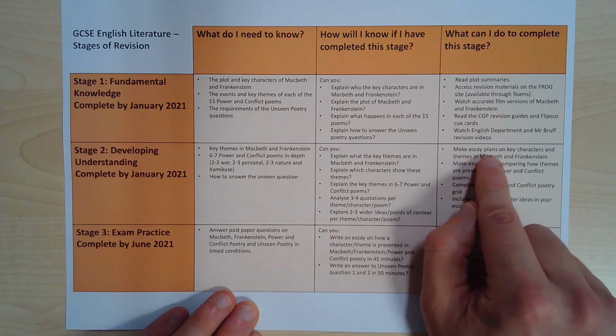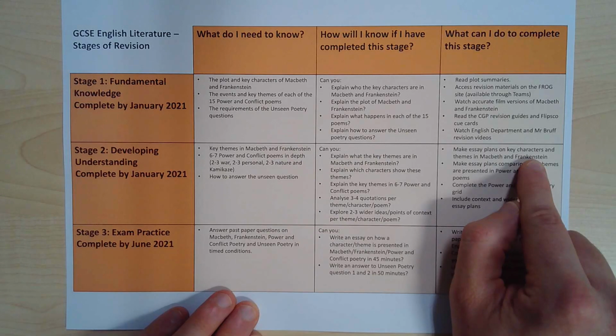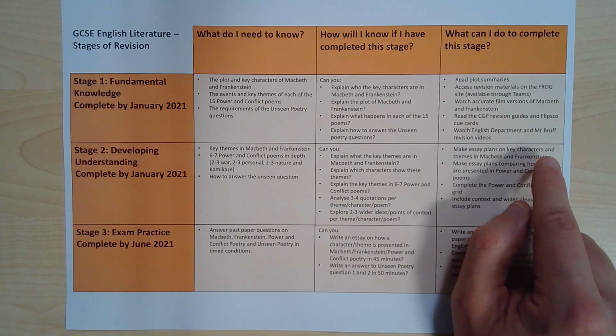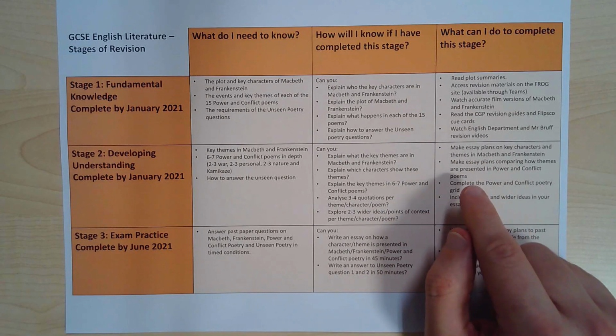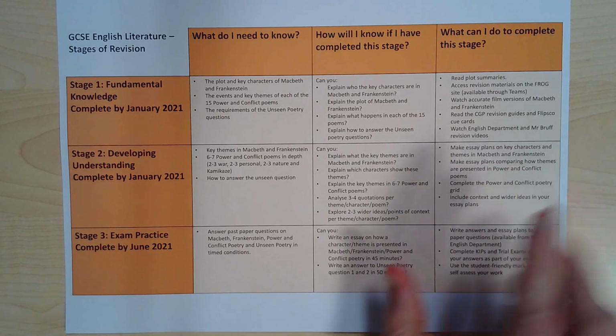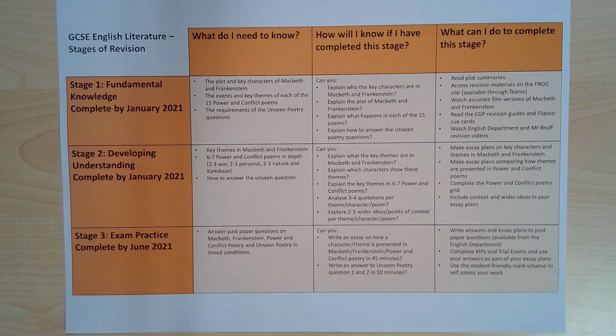You've then got to make essay plans on key characters and themes in Frankenstein. And that's what we're going to look at today. We're going to look at an essay plan for Victor Frankenstein and making one. And you can make essay plans, obviously, for power and conflict poetry, but this next stage is you making the essay plans that you are actually going to use in the exam. So it's a case of, right, I'm going to get a question on Victor Frankenstein. How am I going to answer that question? Well, I'm going to answer it using the essay plan I've made in my revision time.